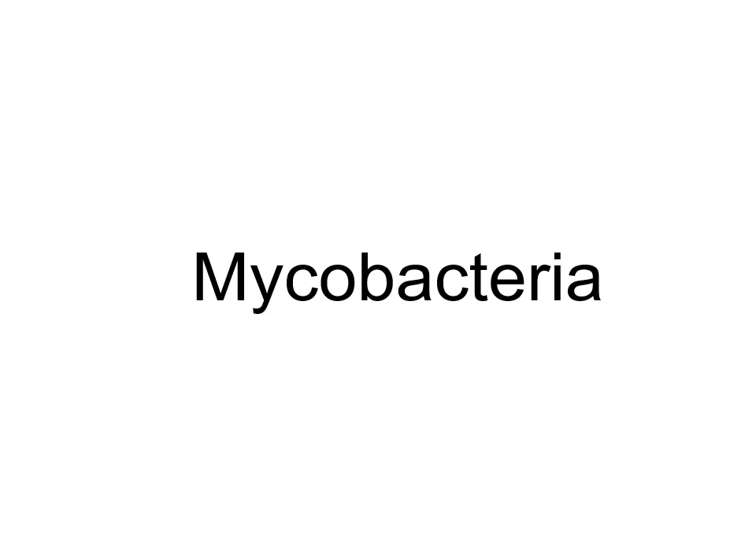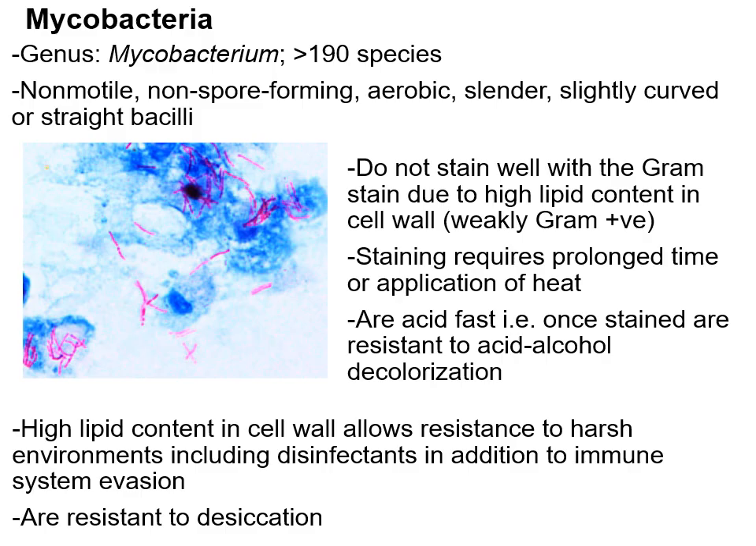The following lecture examines mycobacteria and discusses the general properties and diseases caused by organisms that belong to the Mycobacterium genus of bacteria. Mycobacterium is a big genus of bacterial organisms that includes more than 190 species. These are non-motile, non-spore-forming organisms that are aerobic. Under the microscope, they look slender, slightly curved, or like straight bacilli.